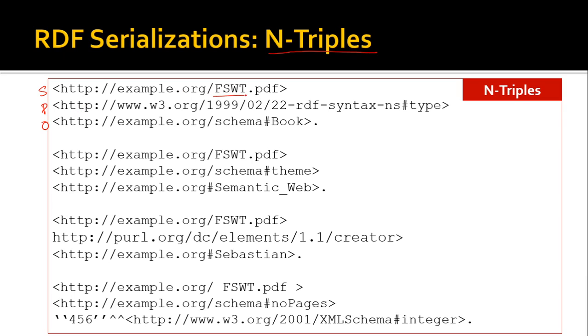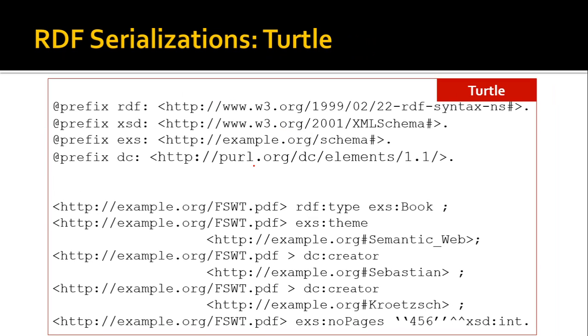So for example, FSWT has got type book, right? FSWT.pdf has got theme to be semantic web. We are just listing down the triples one by one, triple 1, triple 2, up to triple n. Very simple to follow. Then there is another data representation which is called Turtle. Turtle is more concise than N-Triples. So here we can define the namespaces, the prefixes, and we can use these prefix values to shorten the URLs.